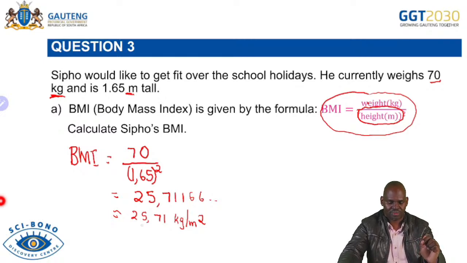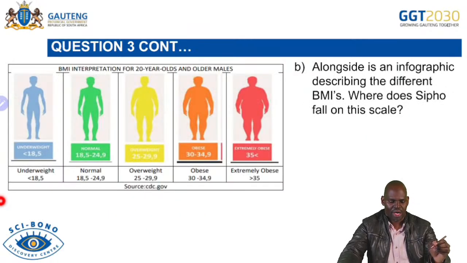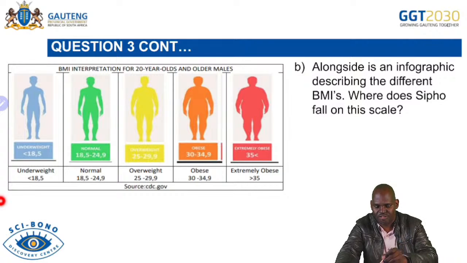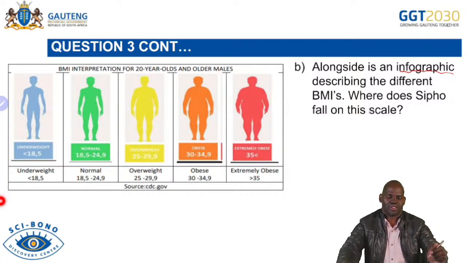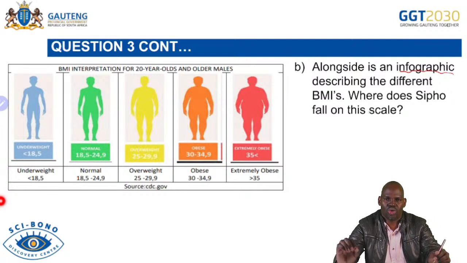Right, so that is question 3. BMI is 25.71 kilogram per square meter. Okay, and then this is the continuation of question 3. Alongside is an infographic describing different BMIs. Where does Sipho fall on this scale? Remember, boys and girls, the purpose of calculating BMI is to check your weight status or your health status.